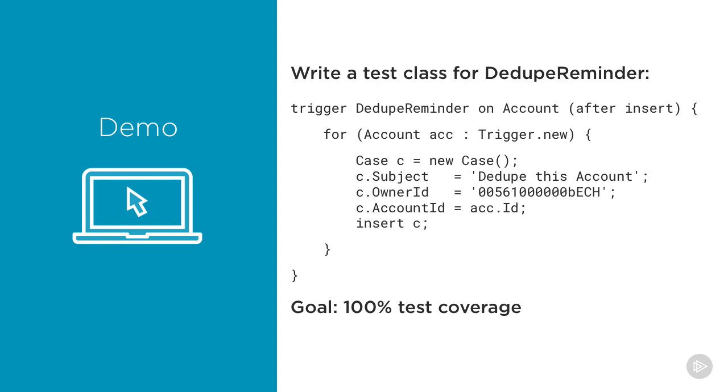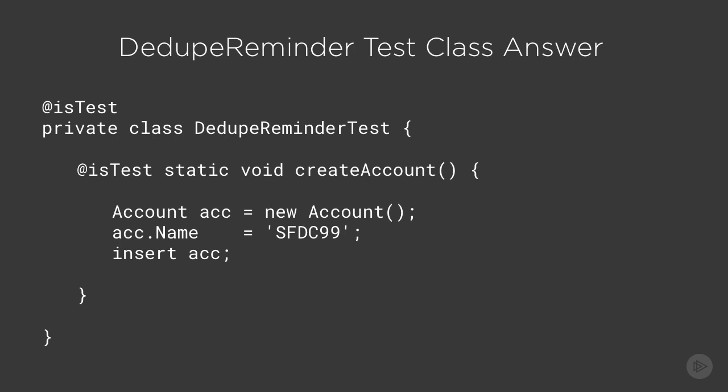Rewatch portions of this module if you need to, but don't cheat yourself out of some knowledge gains by skipping this. Here's a test class for the dedupe reminder trigger that'll give you 100% code coverage. Note that this is just one example of many possible test classes that could get you 100% coverage. There's really no set answer. That said, this code gets you 100% very efficiently.